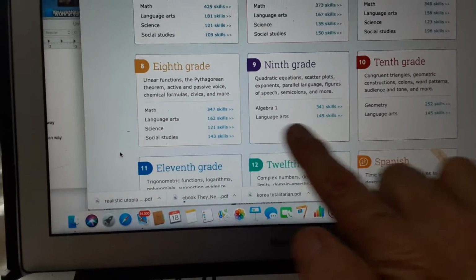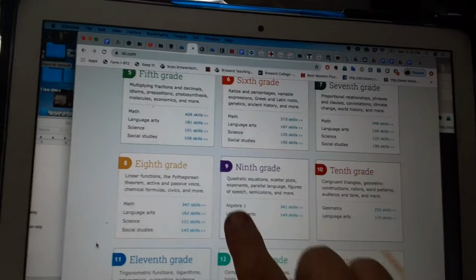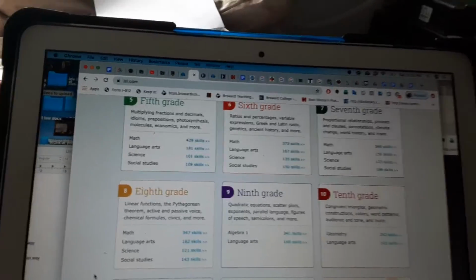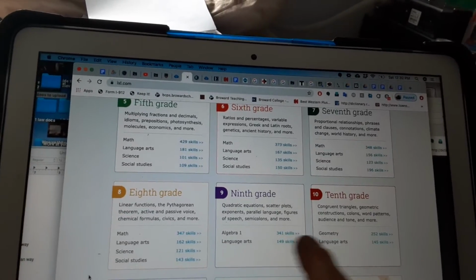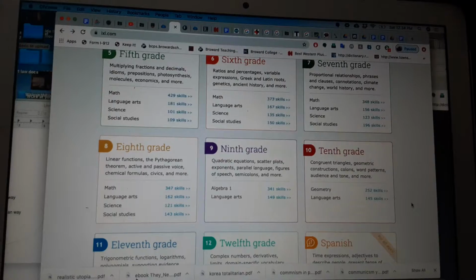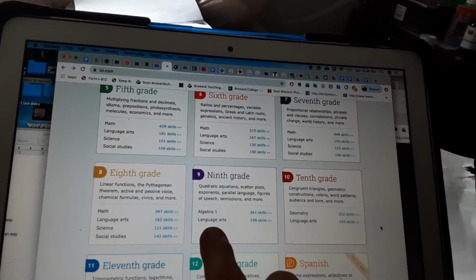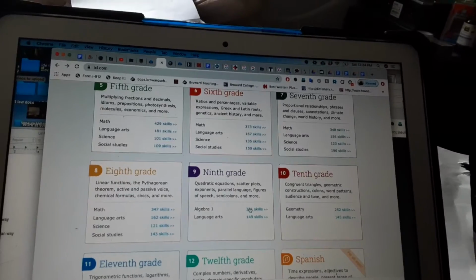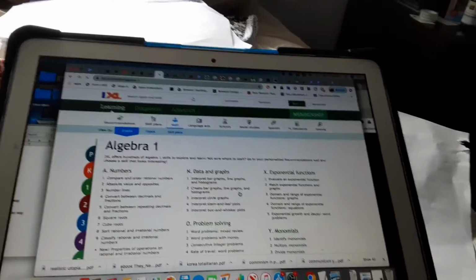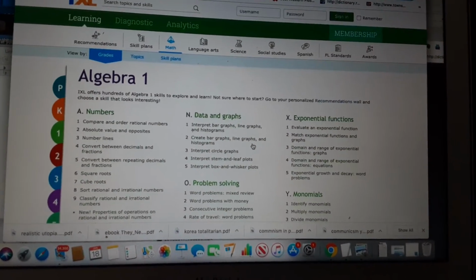Now, if someone's working in algebra, so when you scroll down, Algebra 1 comes up. That's perhaps, if you had to choose, both geometry and Algebra 1 are really easy to work with. So let's have a look at Algebra 1 and Language Arts. Can you imagine there's 300 skills here? These are quite challenging, many of them.